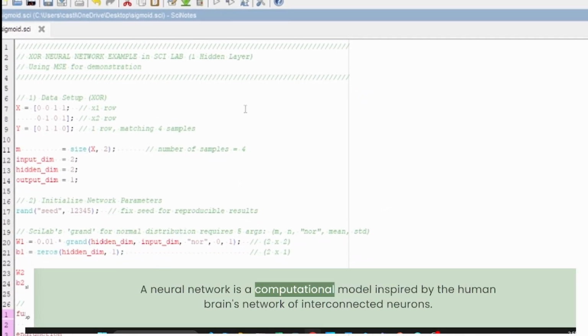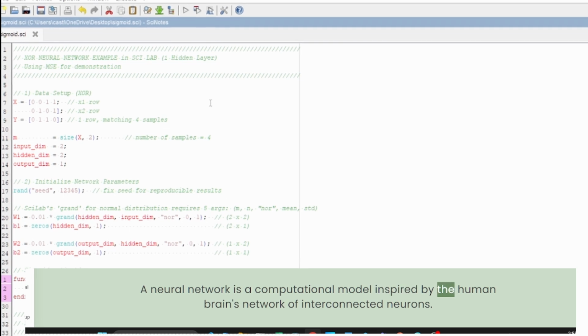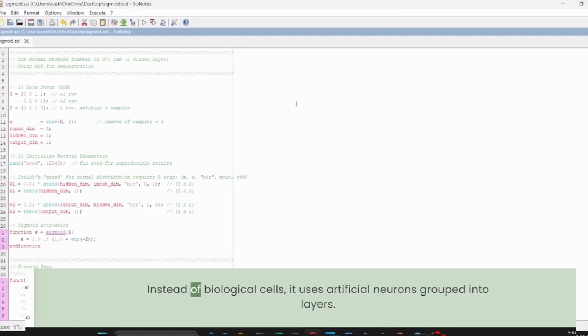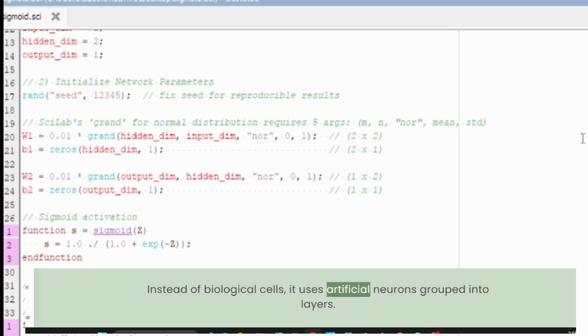A neural network is a computational model inspired by the human brain's network of interconnected neurons. Instead of biological cells, it uses artificial neurons grouped into layers.